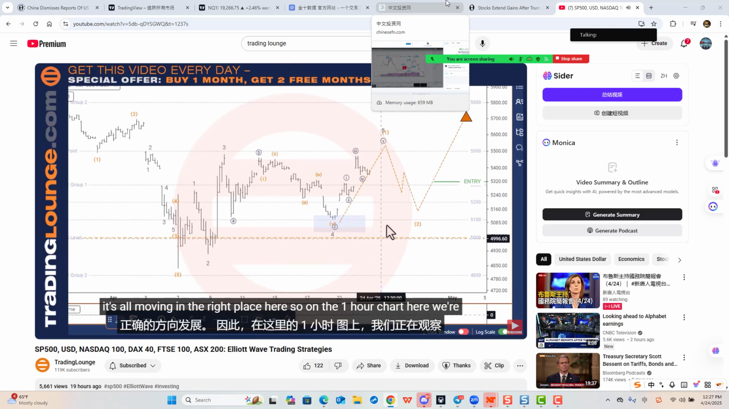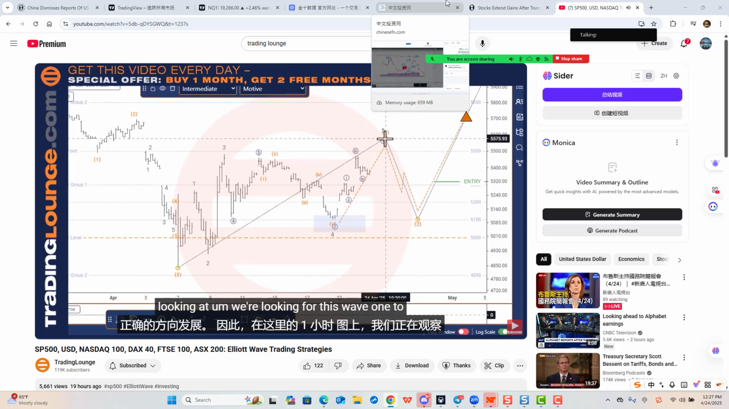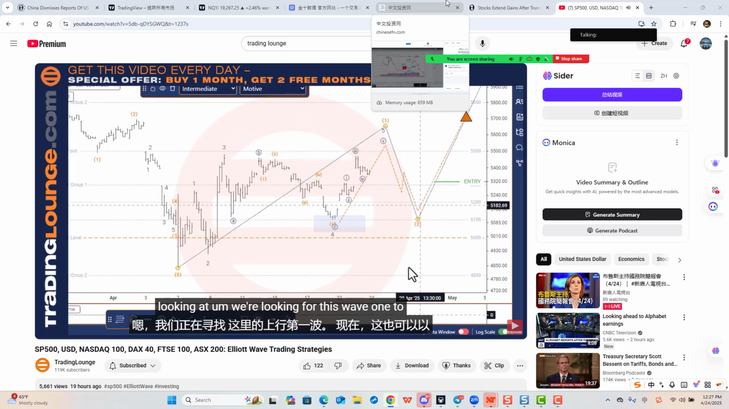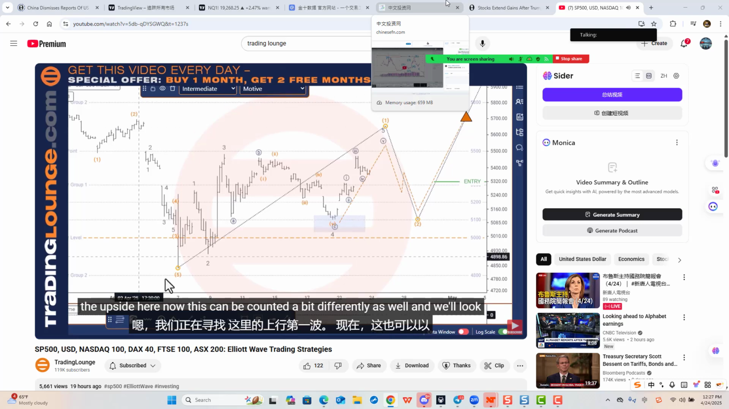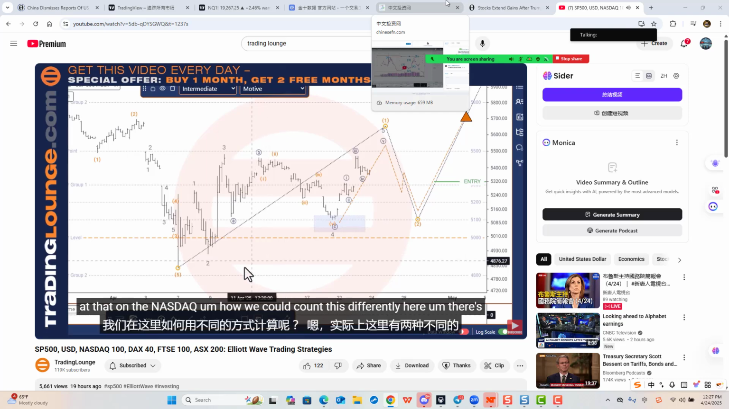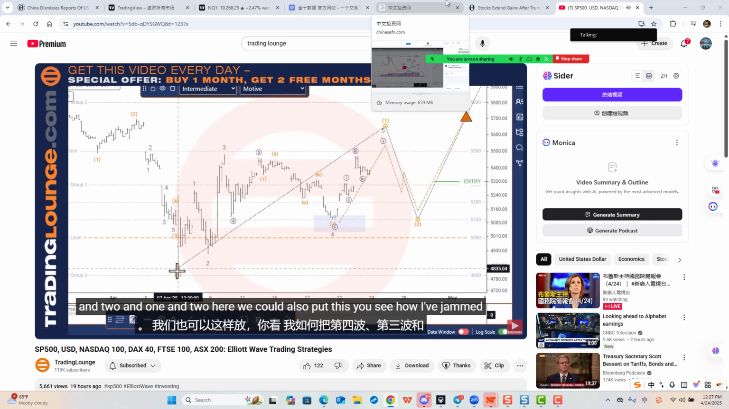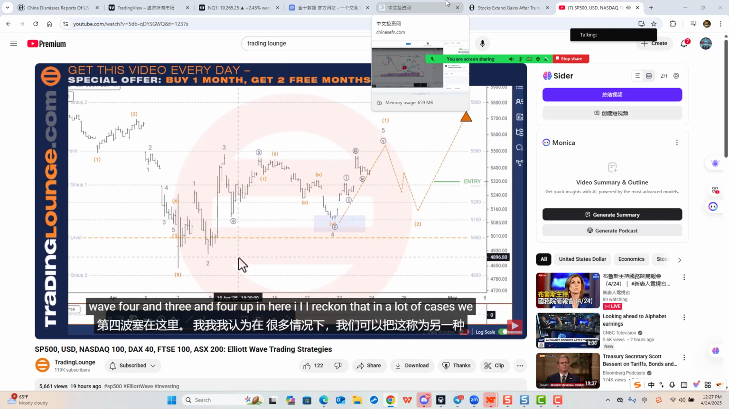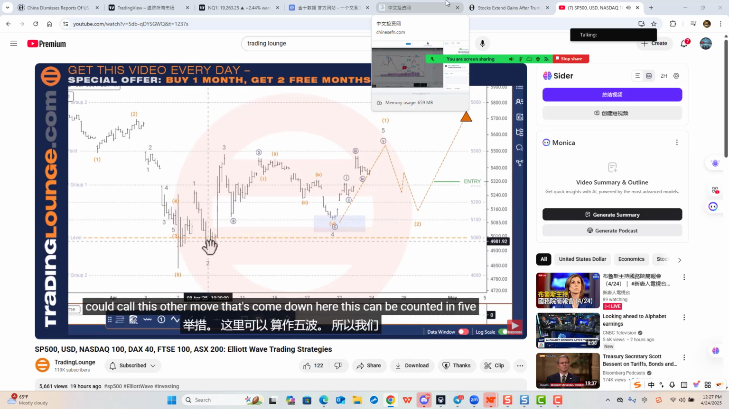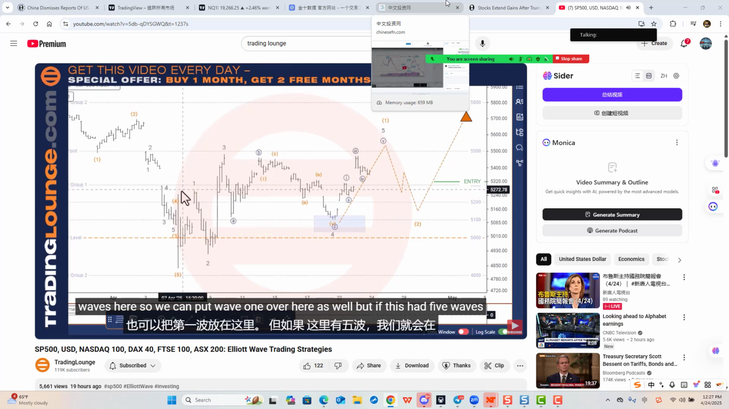So on the 1 hour chart here, we're looking for this wave 1 to the upside here. Now this can be counted a bit differently as well, and we'll look at that on the NASDAQ. There's actually 2 different ways to count this here. We could go 1 and 2 and 1 and 2 here. We could also put this, you see how I've jammed wave 4 and 3 and 4 up in here. I reckon that in a lot of cases we could call this other move that's come down here, this can be counted in 5 waves here. So we can put wave 1 over here as well.